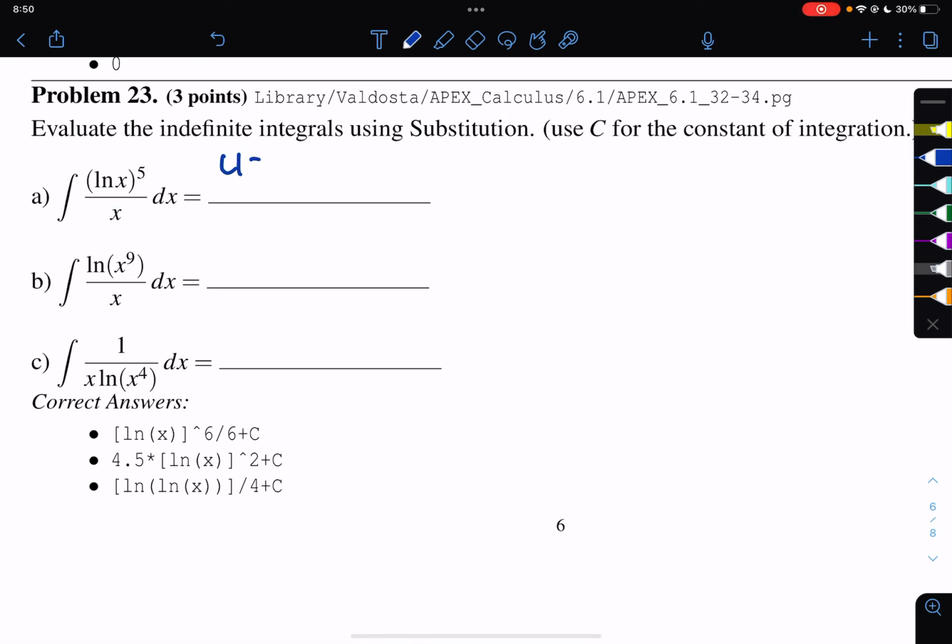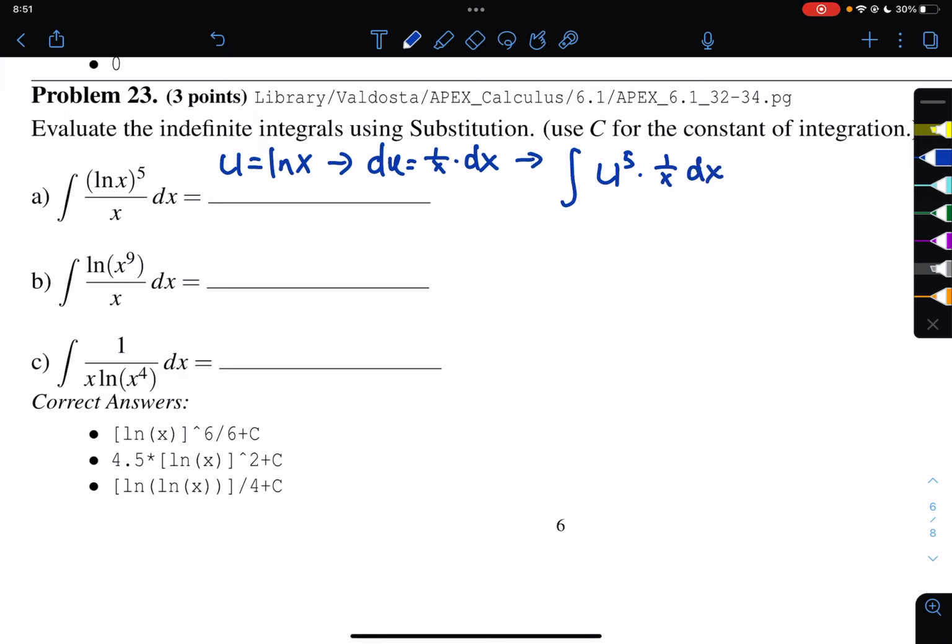It makes better sense to make the simpler one to be u because the derivative is easier to manipulate, and the derivative is going to be 1 over x. So du is 1 over x dx. Therefore, you will realize the problem becomes the integral of u to the fifth, and then it's 1 over x dx. But 1 over x dx happened to be du, so the original problem is identical to this, whose antiderivative is extremely easy to find.